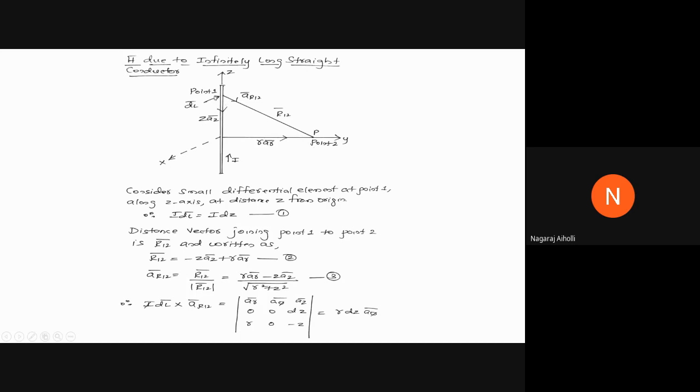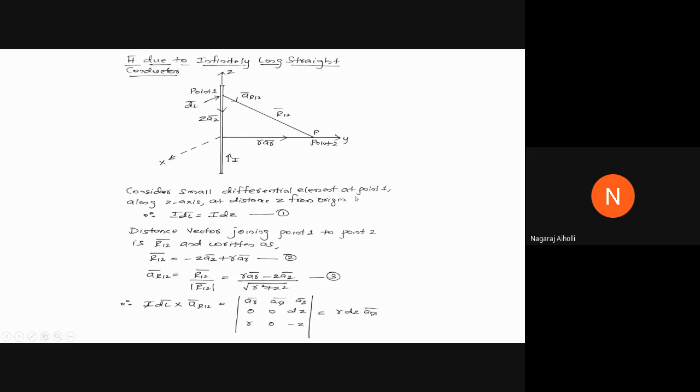The distance vector from the elemental length to the point P, point 2, is R12 bar, and the unit vector is AR12 bar. Okay. These are a few of the details about the diagram. Let us now find the equation for the magnetic field intensity H bar. We will be deriving the equation here.